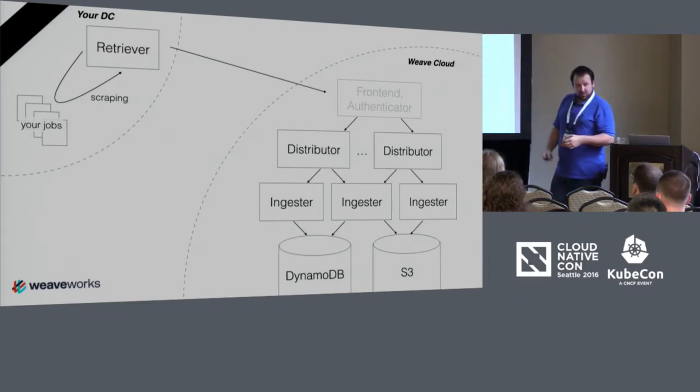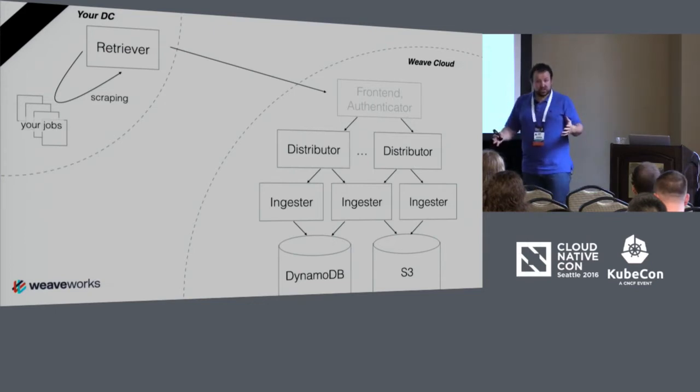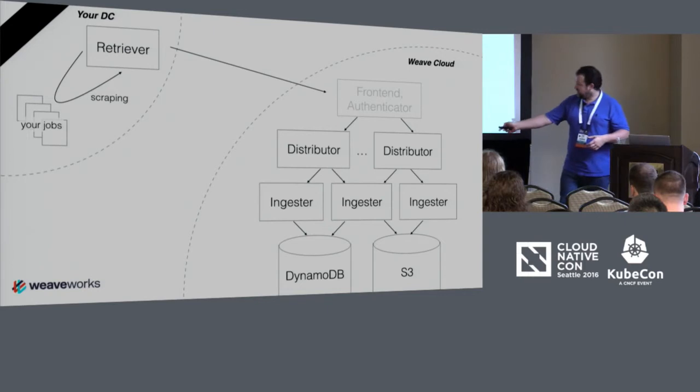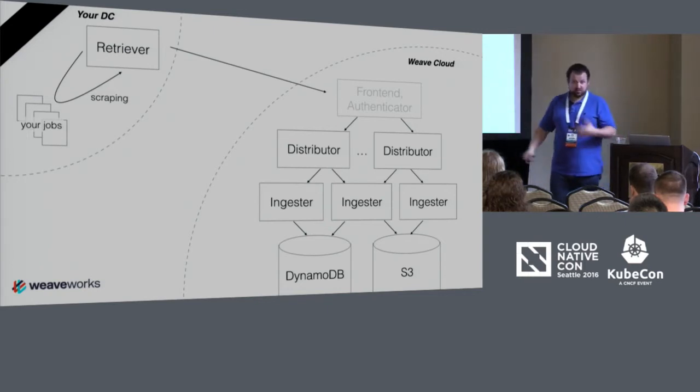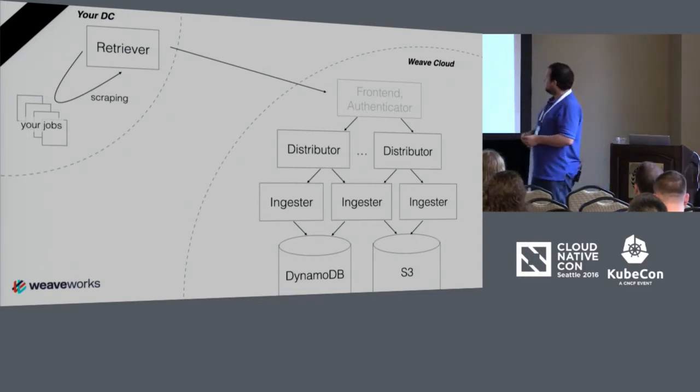These things will collect samples and batch them up. When they've got a big enough batch of samples, called a chunk, they'll get flushed to S3, where we store the chunks, and an inverted index in DynamoDB, so we can later find the chunks.